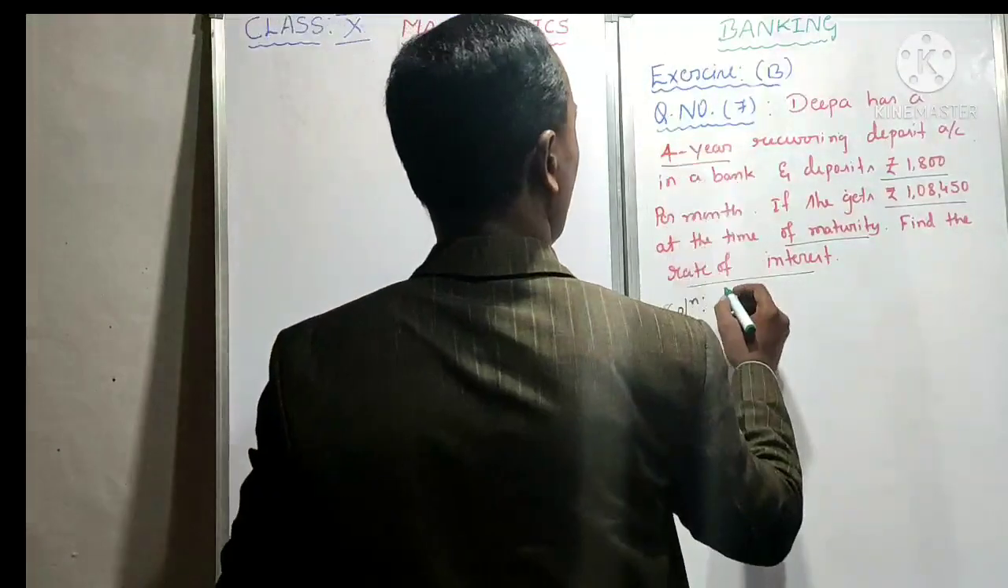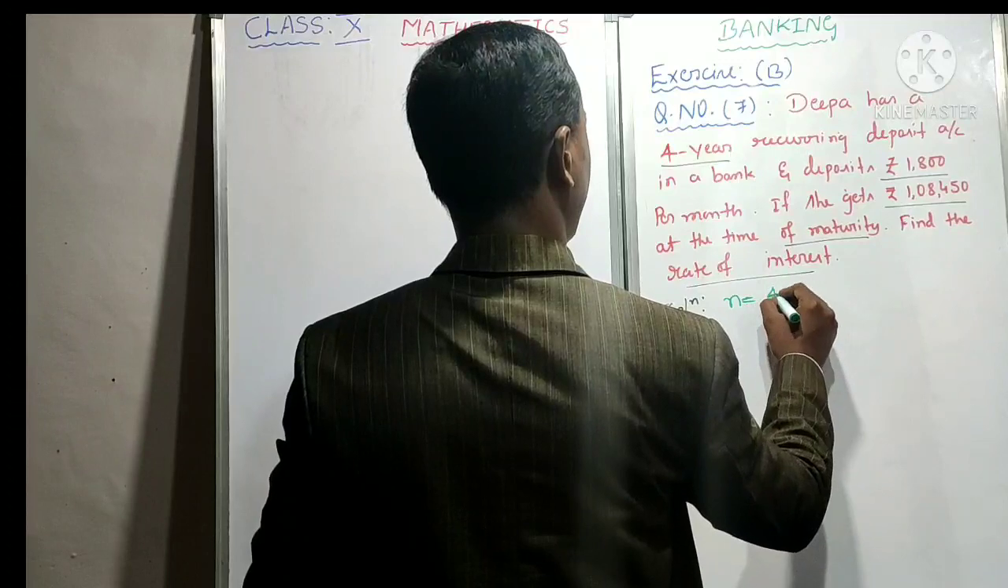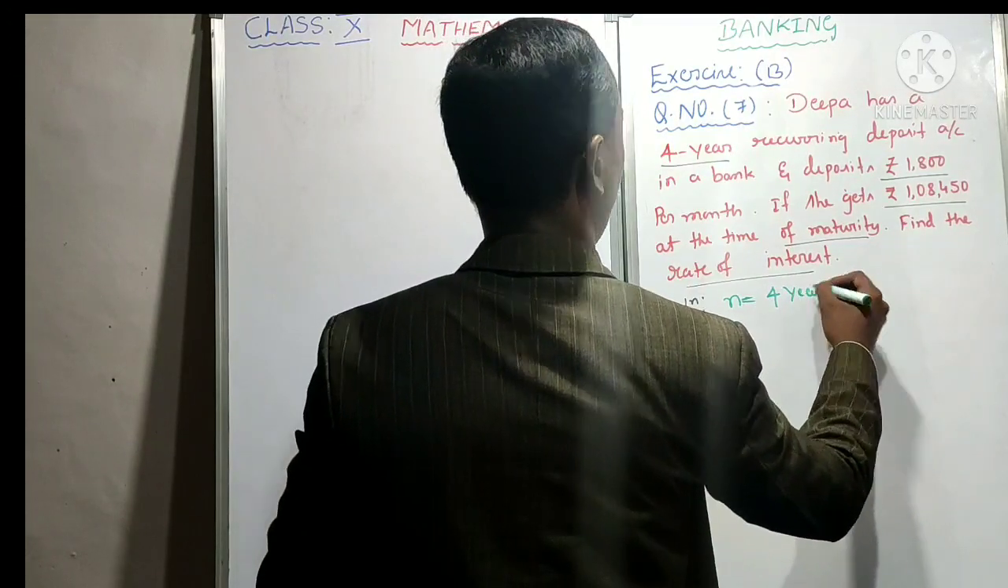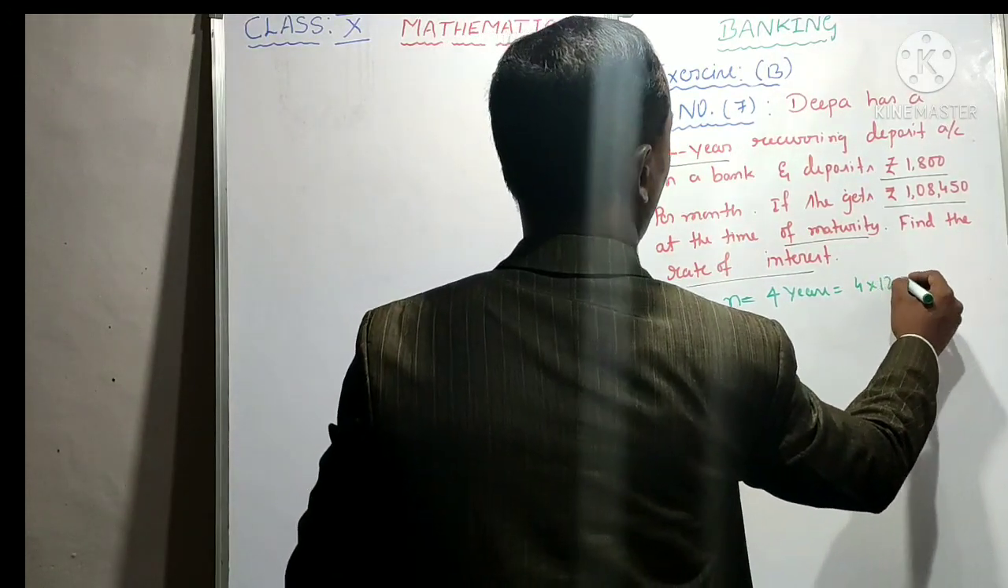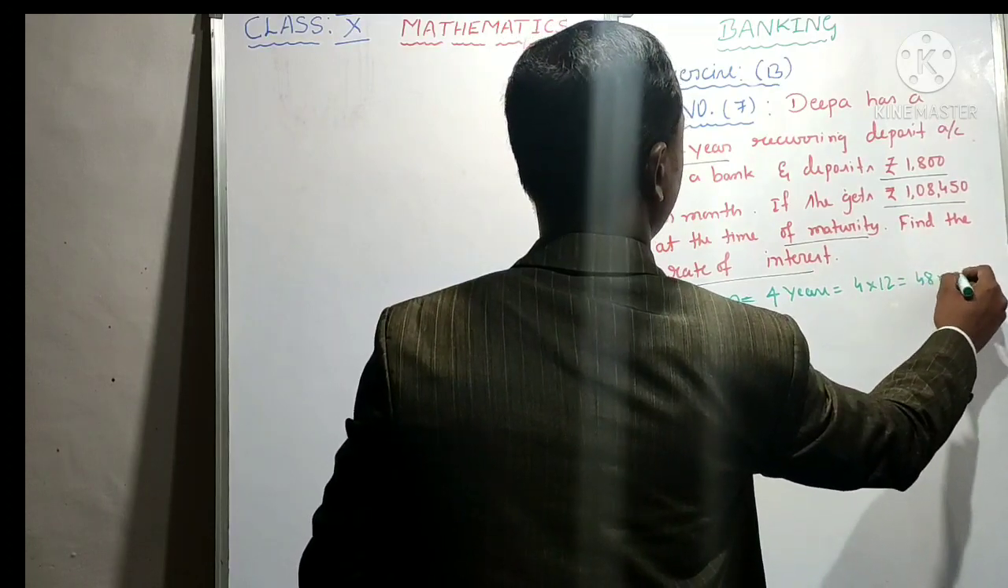Coming to the solution, see, N is equal to 4 years. 4 years converted into months, 4 into 12, 4 twelves are 48 months.